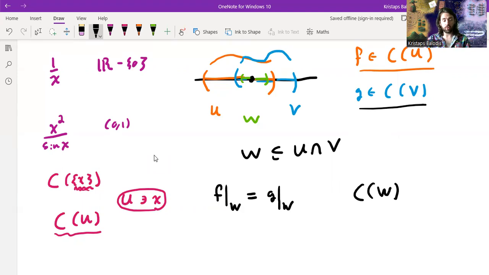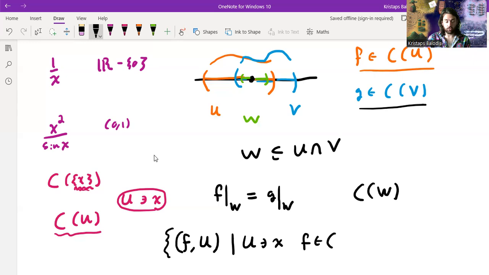So what I'm going to do then to investigate functions that are defined around this point is consider any function F and any U. So I'll write this as a pair. Sometimes it's written in the other direction. Maybe the open set comes first. So I'm going to consider the collection of all pairs where U is an open set containing my point of interest, X, and F, of course, is a continuous function on the open set U.